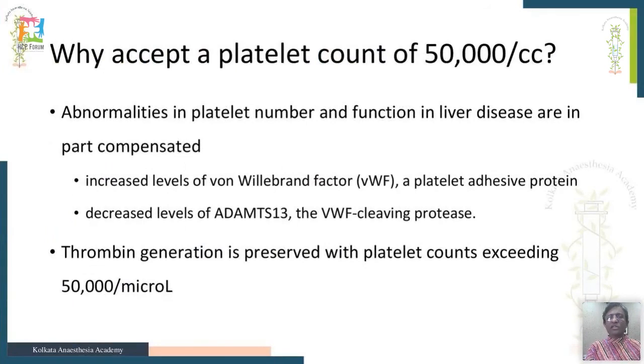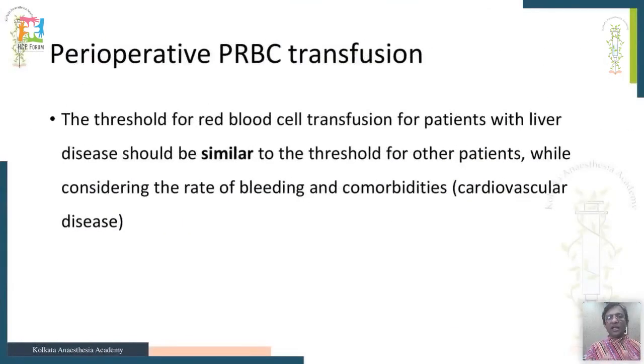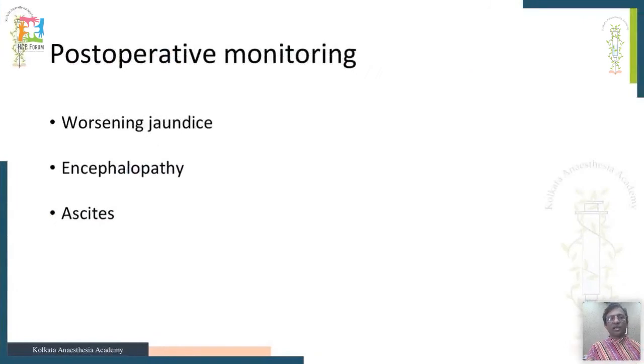Abnormalities in platelet numbers. So why 50,000 you allow is because the platelet function in liver disease are partly compensated by this. This is what we now know. There is this procoagulant activity by increased levels of von Willebrand factor and decreased levels of, try to remember it, ADAMTS13. And thrombin generation is well preserved with the platelet counts exceeding 50,000. So that's why it is 50,000. PRBC transfusion, it is the same, and it will be guided by other comorbidities as well.